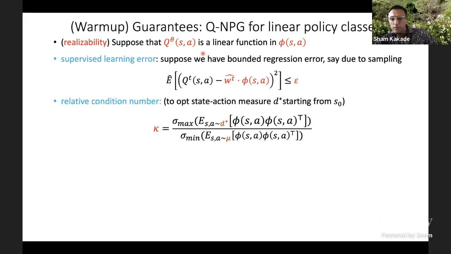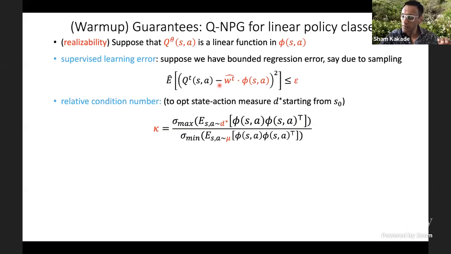So the assumptions we'll make, for now, let's just do realizability. So assume Q is contained in the projection. I'll come back to how you can relax that. We're still going to have error, which is just a supervised learning error. There should be a subscript there, but this is the on-policy supervised learning error. I'll fix that in a later version.